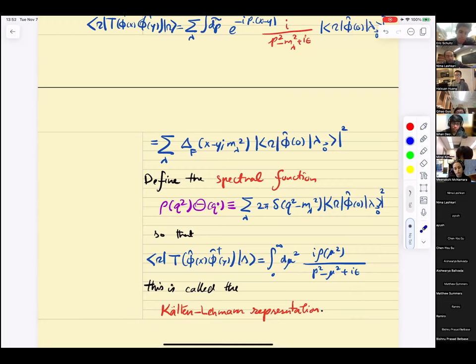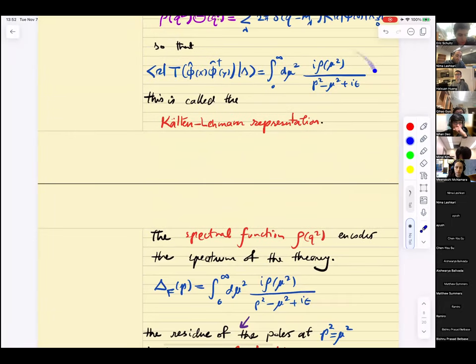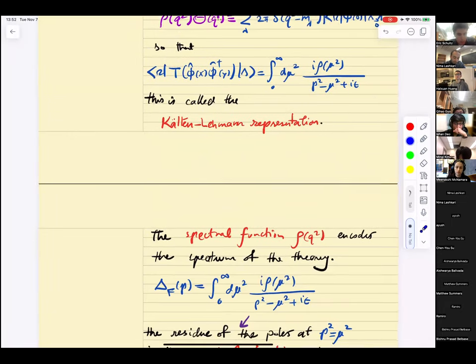Are there any questions about the algebra I did up to here before talking about the interpretation of this? I just inserted a resolution of identity. I used Lorentz invariance to massage the time-ordered two-point function into this form, right? Now, it's a deep statement. This is a very, very deep statement. So this is called the Källén-Lehmann representation.